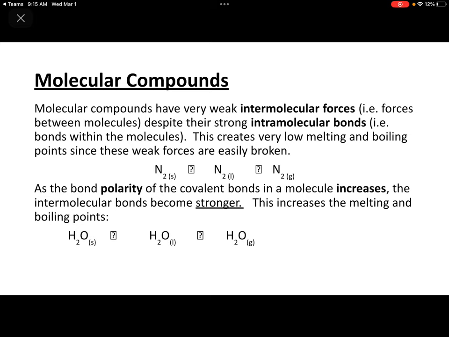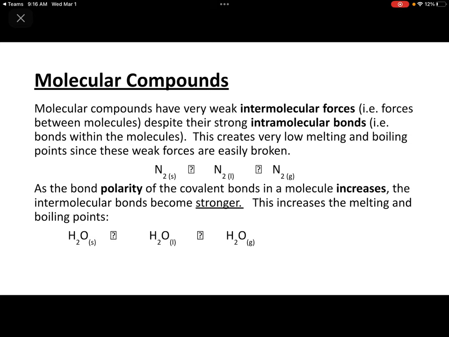When we look at bond polarity of our covalent bonds, that means the intermolecular forces between the molecules also become stronger. So if they have a higher intermolecular force between them, then that means the higher the melting point. So this is just saying that if we have a weak bond, then it's a low melting and boiling point. If it's a stronger bond, then it's a higher melting and boiling point.